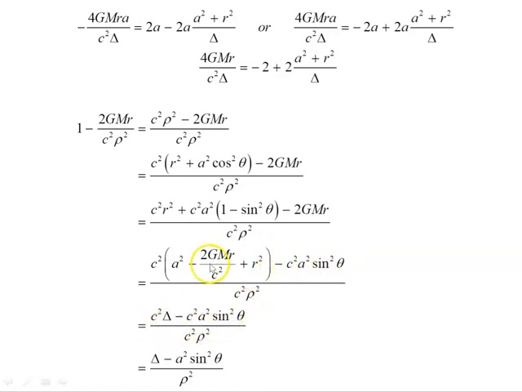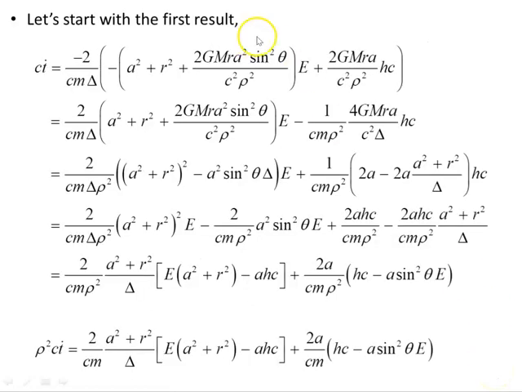Next line down, this is delta, a well-known identity. And here we go. And then we're left with delta minus a squared sine squared theta on rho squared. And we'll be using that in this video next. Let's keep going. All right, now let's start the first result.